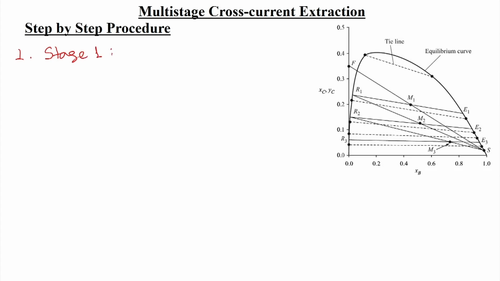So, the first step is that stage 1 receives fresh feed, and it does not contain any extracting solvent. So, we assume there is no extracting solvent.